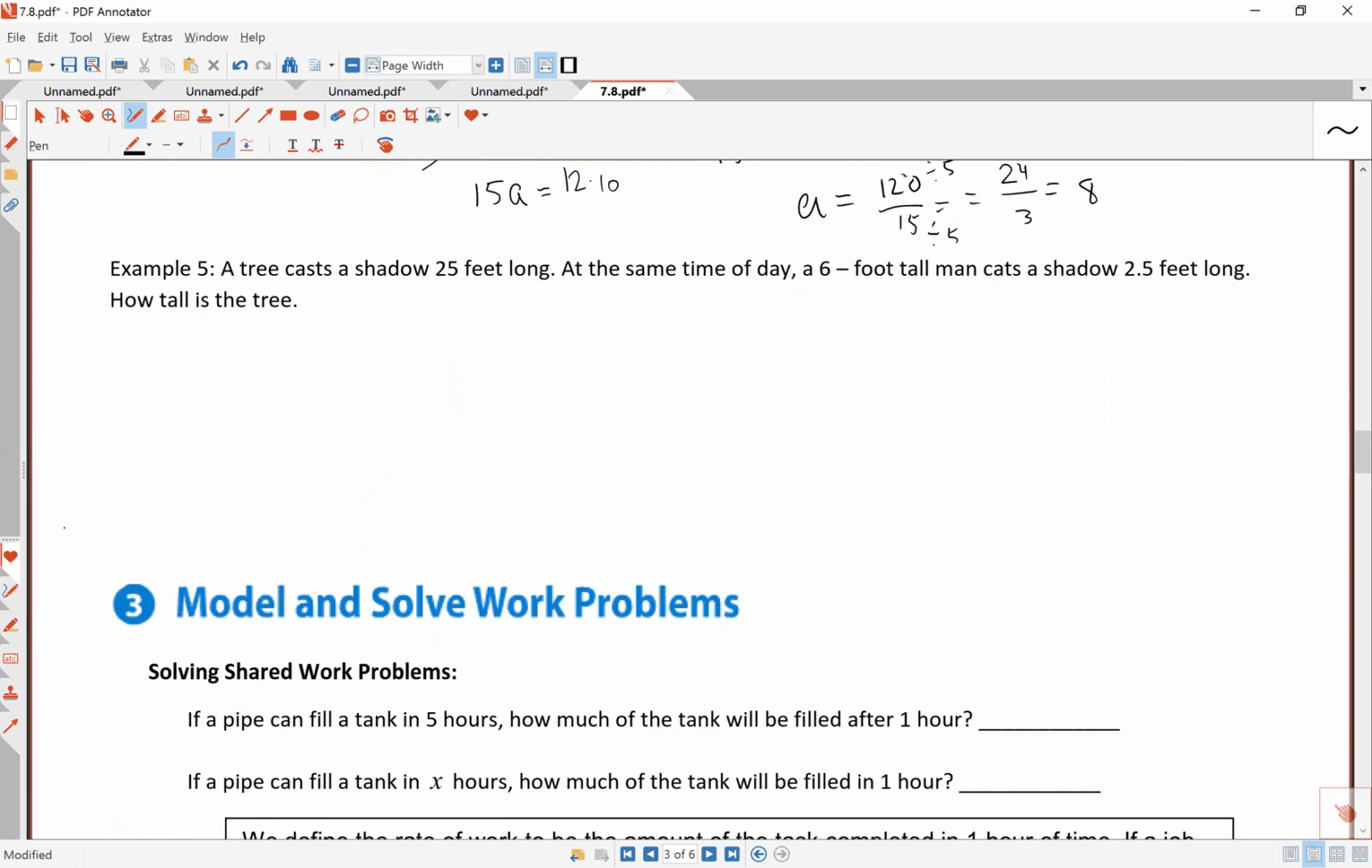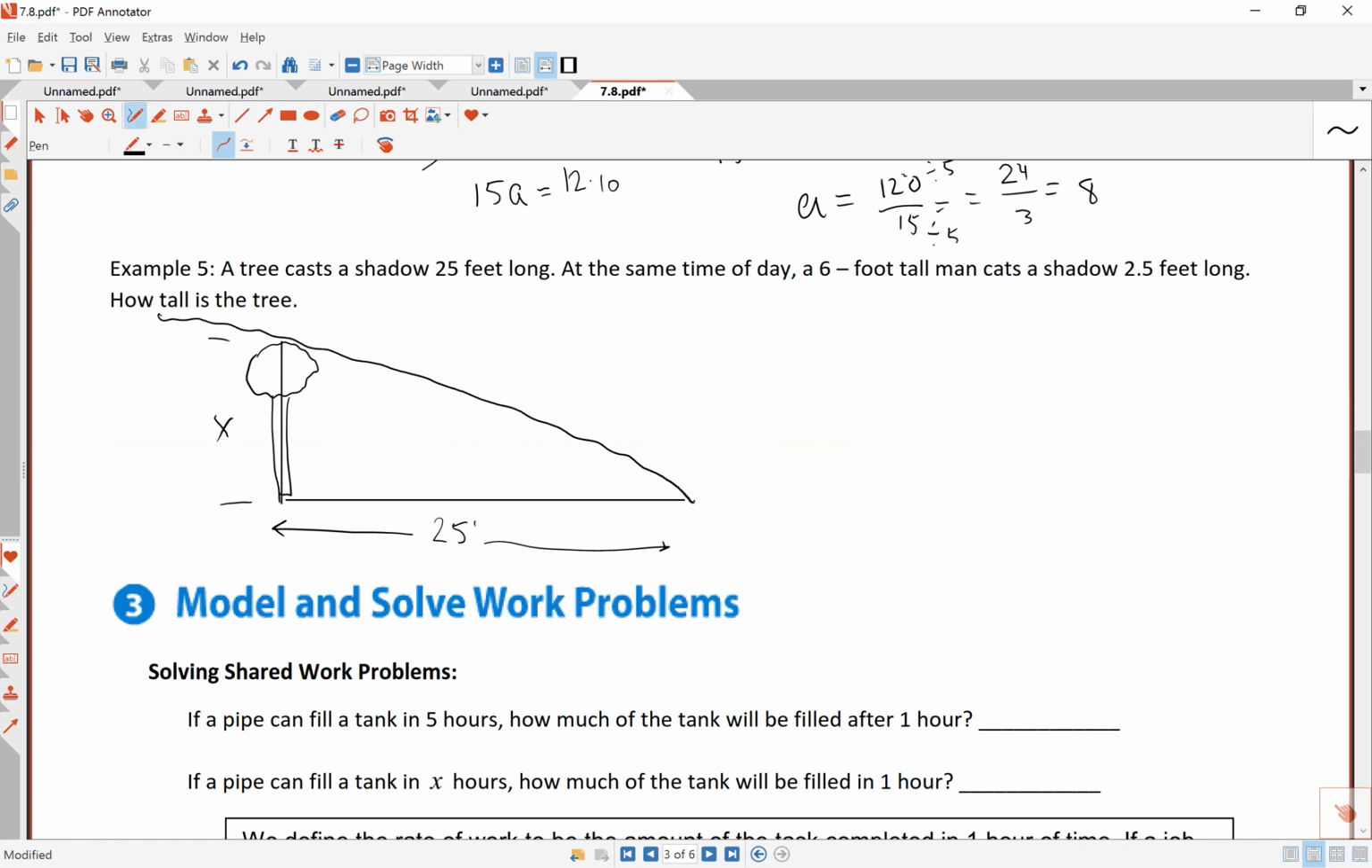A very classic example we like to do with similar triangles is a tree casts a shadow 25 feet long. So here's my tree, and it casts a shadow 25 feet long. The tree has some unknown height, call it X. So the sun comes down and makes a 25-foot shadow. At the same time of day, there's a 6-foot person, and that 6-foot person casts a shadow 2.5 feet long.